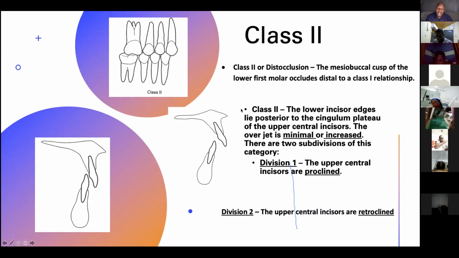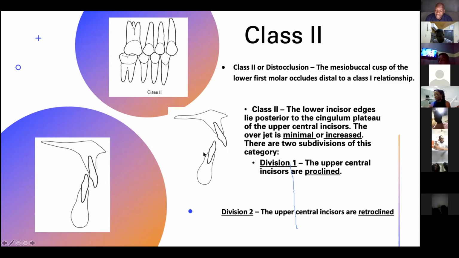If we look at a normal class 2 anterior relationship, the lower incisal edge lies posterior to the cingulum plateau of the upper central incisors. The overjet is moderate or increased, and there are 2 subdivisions. All this is saying is that, for example, in class 1 you would see the anterior teeth lying approximately 1 to 2 millimeter overjet over the mandible. But for a class 2, we're looking at approximately 2 to 6 millimeter overjet of the upper maxilla.